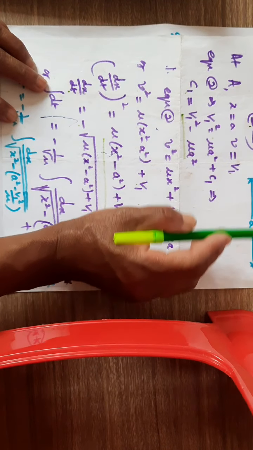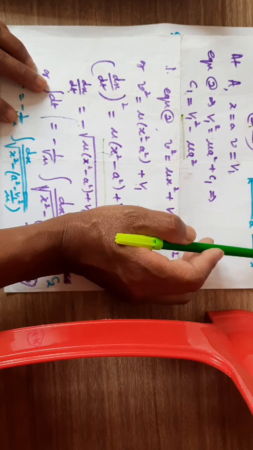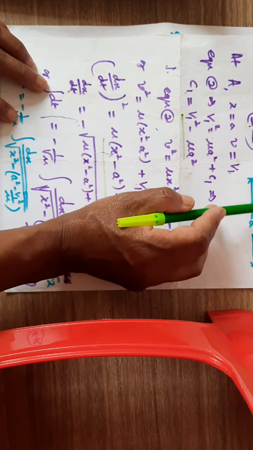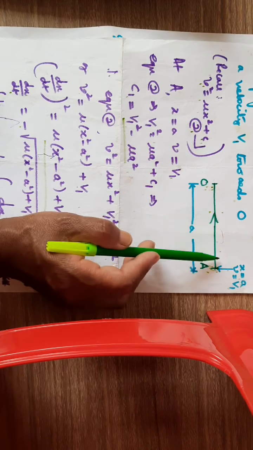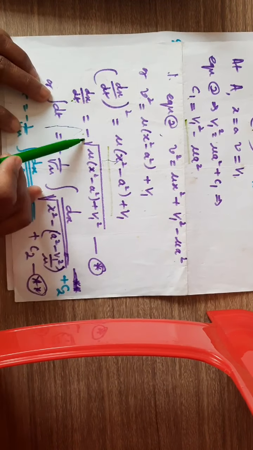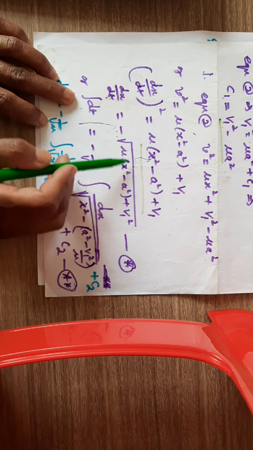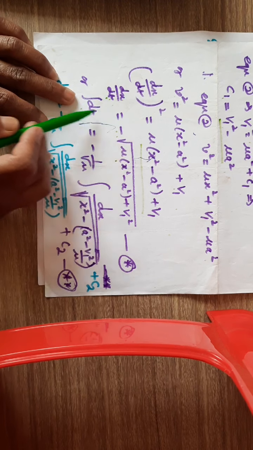Because the particle is attracted towards the origin, since it is projected towards the origin, and as t increases, x decreases. So therefore, the velocity here will be negative. Now let us simplify this one and separate the x variable and the t variable on one side.